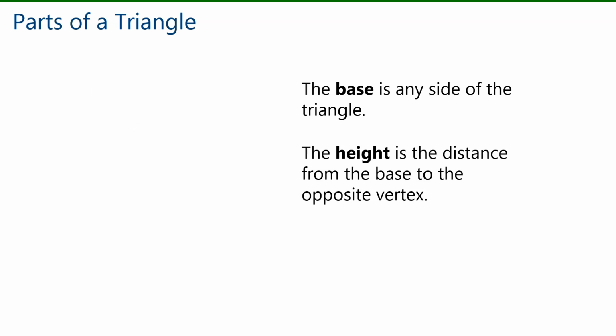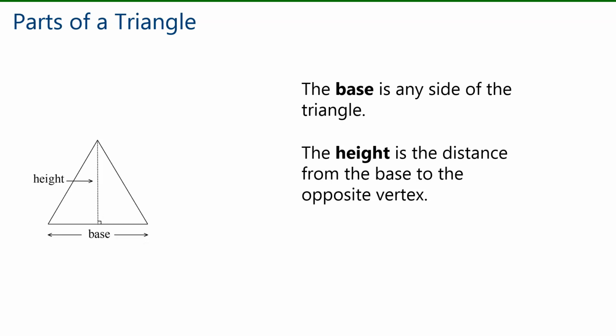So then from there, the height is the distance from the base to the opposite vertex. Now in a triangle, the vertex is just the point at which two sides meet. So in any triangle, there are three vertices. So that could be a vertex, or here, or even here.